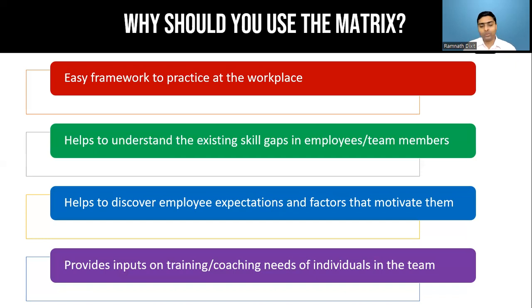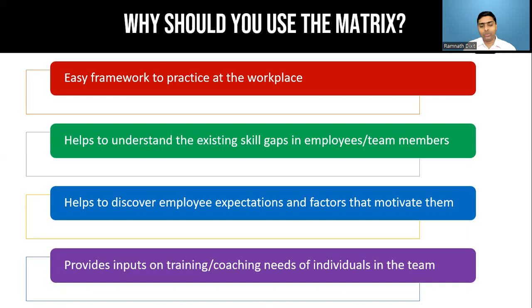Similarly, you also get to understand what are the expectations that your employees have, and more importantly, what motivates them. When you see people who are lacking in motivation, there are reasons why people lack motivation. So understand what motivates them. For some people, it could be challenging tasks. For some people, it could be recognition. For some people, it could be cash rewards. Identify what really triggers their motivation level and try to see if you can provide that at different intervals of time.